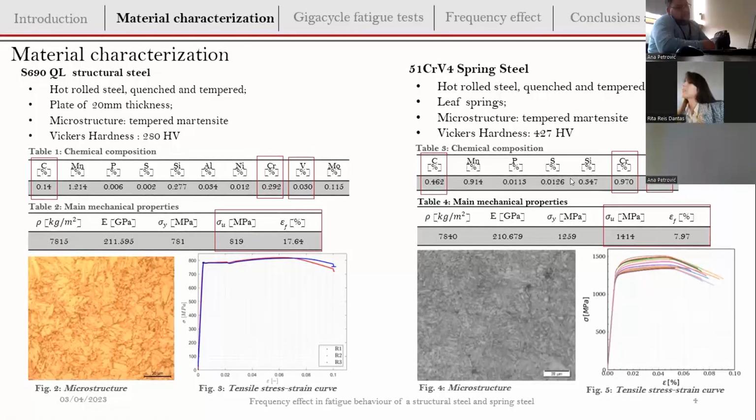On the other hand, spring steel specimens were manufactured from leaf springs. However, this material was also hot rolled, quenched and tempered, and the microstructure is very similar. However, in this material we have a percentage of carbon 4 times higher than we can observe in the structural steel, and regarding the material properties, we have ultimate strength higher than we can see in the structural steel, and also we have a less ductile material.